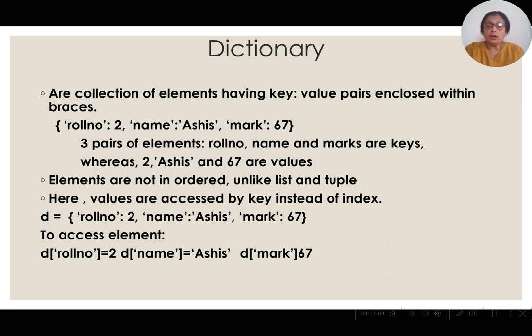Okay, since your roll number, name, and mark are strings, even while accessing the key, we have to write it in string format. That's about our data types. What are the data types we learned? Number, string, then tuple, list, and dictionary. These are very important core data types of Python.